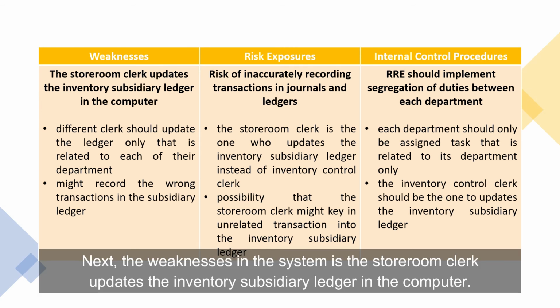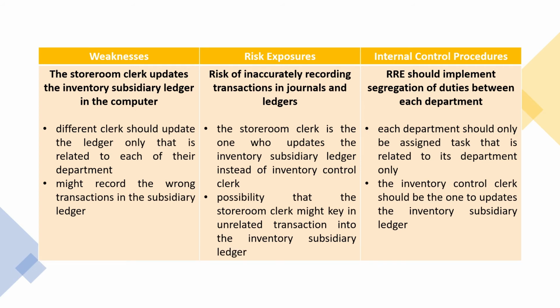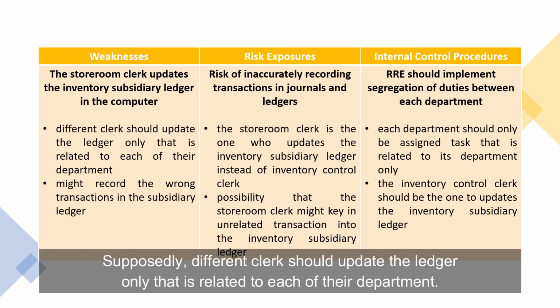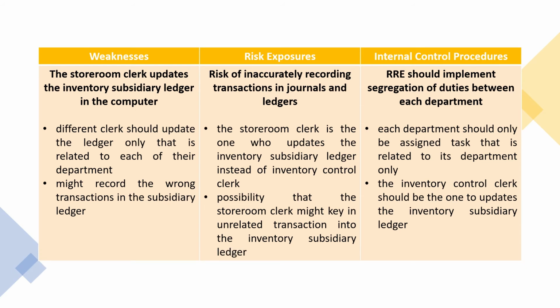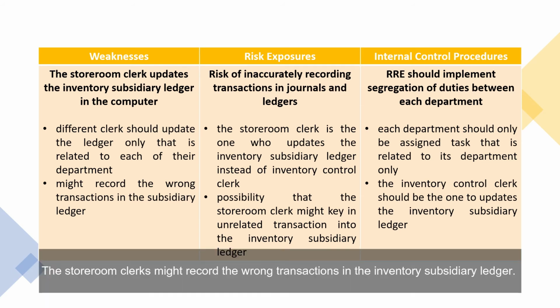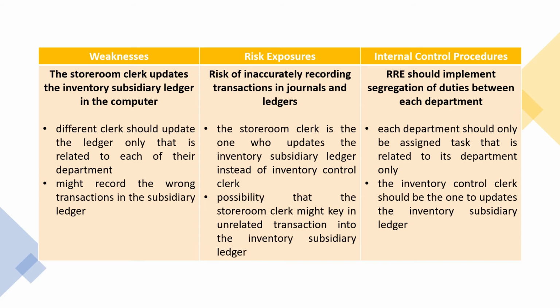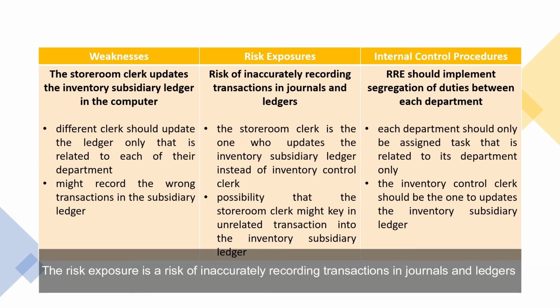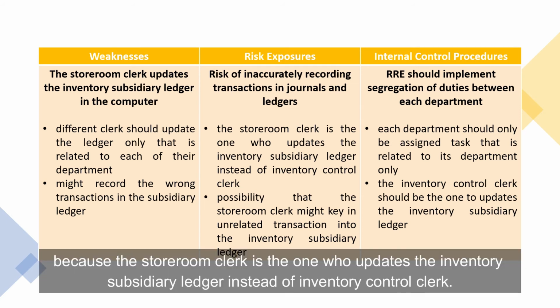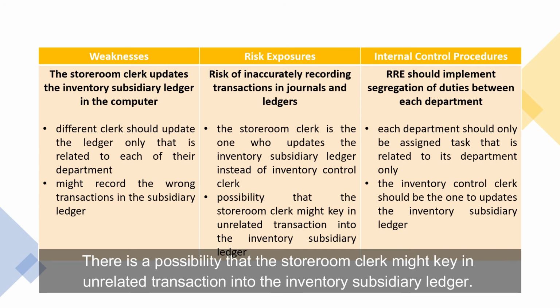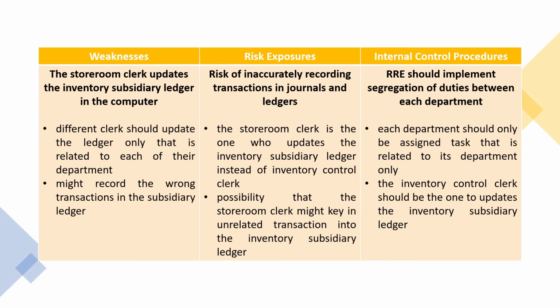Next, the witnesses in the system is that the storeroom clerk updates the inventory subsidiary ledger in the computer. Supposedly, different clerks should update only the ledger that is related to their own department. The storeroom clerks might record the wrong transactions in the inventory subsidiary ledger. The risk exposure is a risk of inaccurately recording transactions in journals and ledgers, because the storeroom clerk is the one who updates the inventory subsidiary ledger instead of the inventory control clerk. There is a possibility that the storeroom clerk might key in unrelated transactions into the inventory subsidiary ledger.